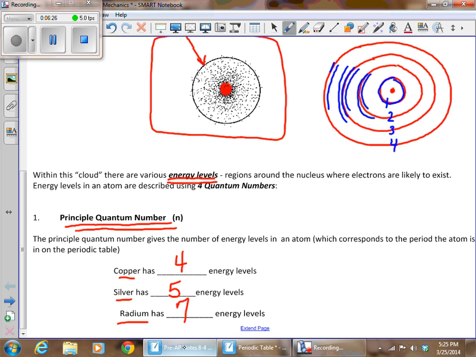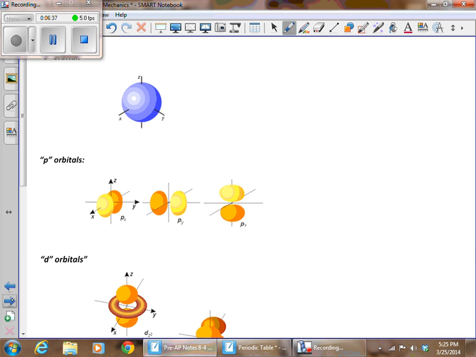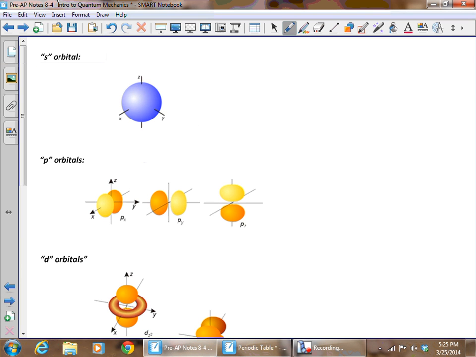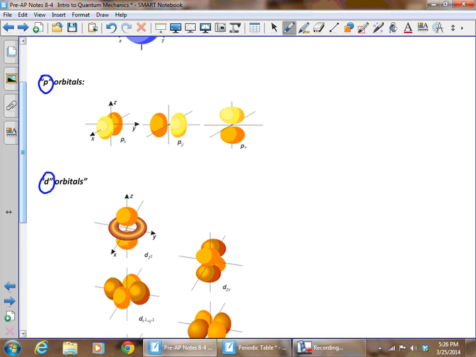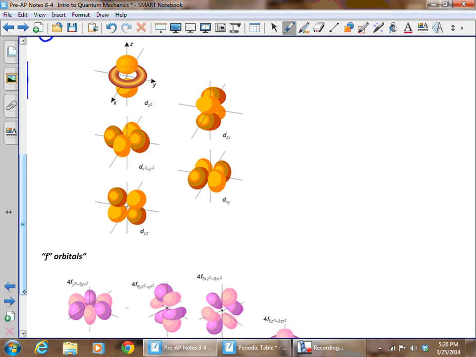The fourth energy level can have, as you would probably guess, 4 sublevels. Now, we draw these very simplistically as rings, but let's look at what those sublevels actually look like. These sublevels have different shapes, as you can see here. The sublevels are named using letters. We have S sublevels, P sublevels, D sublevels, and F sublevels.